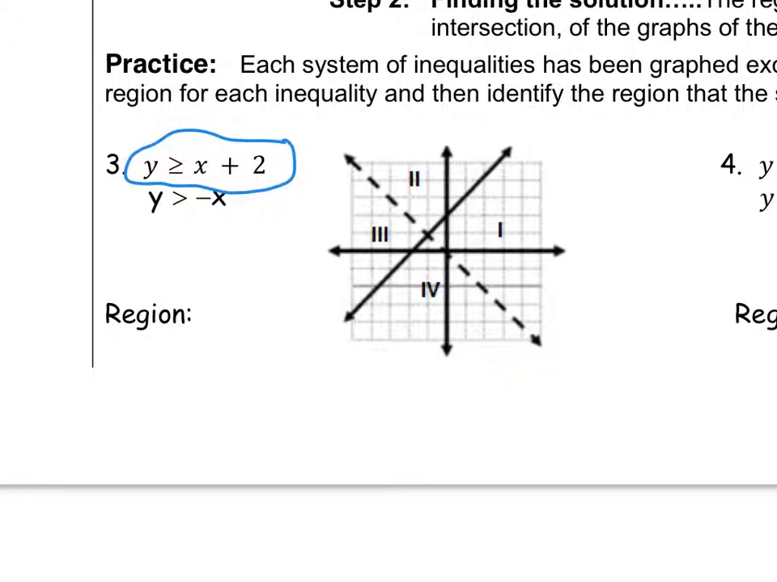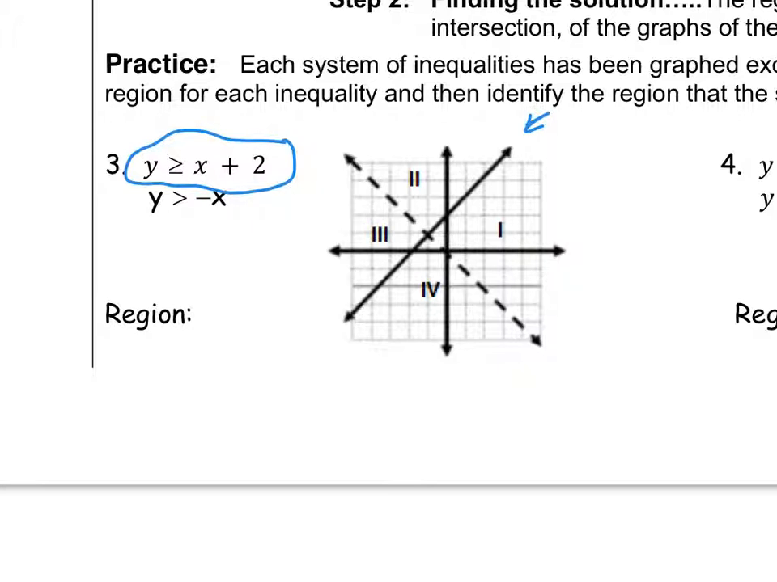is that going to be a solid line or a dotted line? So the key is to look right here at the inequality sign, and it's got an equal to at the bottom. That makes this the solid line. So we're going to go to our solid line, that's this guy right here. And now we have to decide, are we shading above or below? Again, we look at this. This is greater than or equal to, so we're shading above.